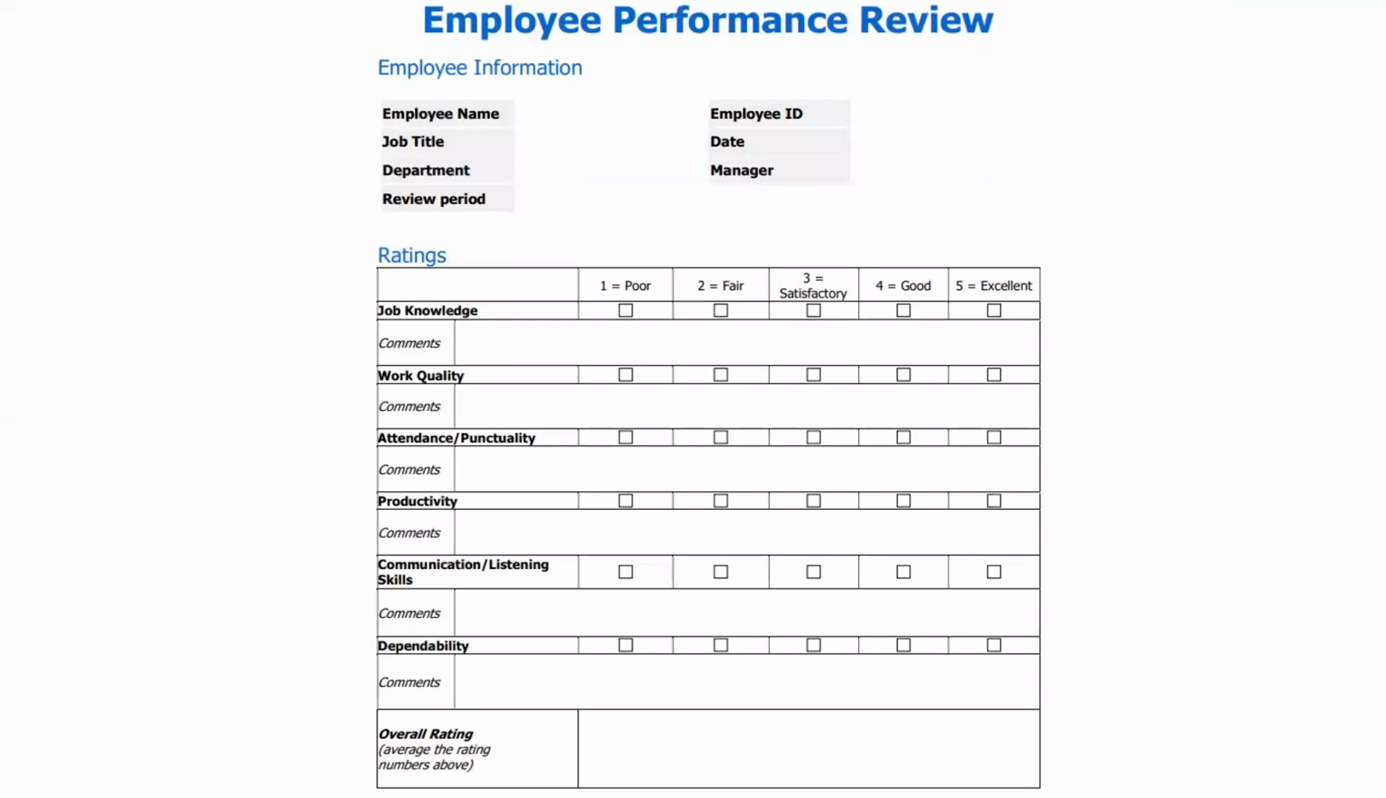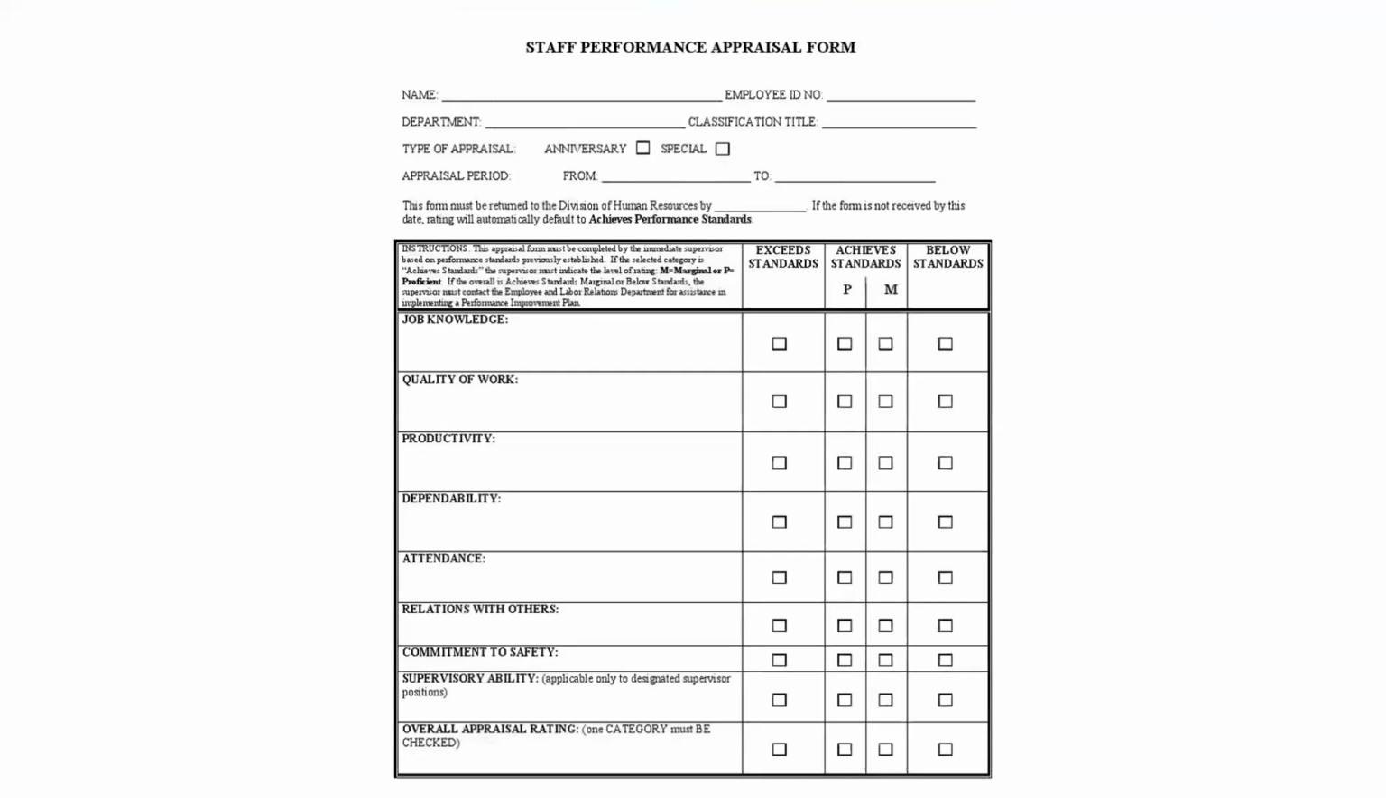You can think of another commonly used performance review format. Here, the ratings are based on job knowledge, work quality, attendance, productivity, dependability, and the rating scales are given. So you have to write this format in your record book. That is skill development activity number 3.